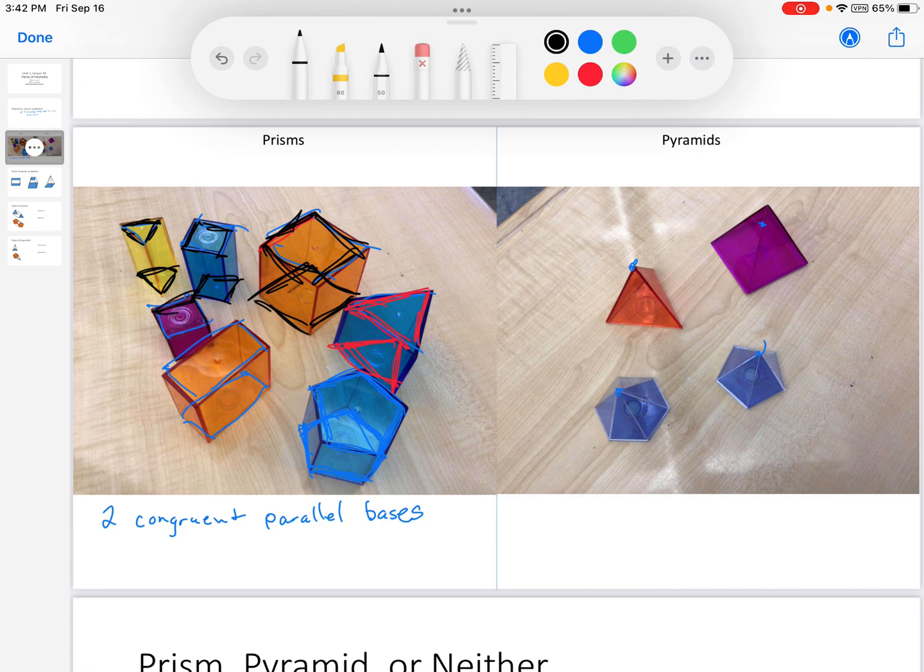This one has a square and a square at the bottom, although it's hard to see. This one has a rectangle and a rectangle. And of course, those would be the two bases. Even if I put it on its side, it would still be the two bases. In between the two bases, do you see that every face is a rectangle? So two congruent parallel bases with rectangles between.